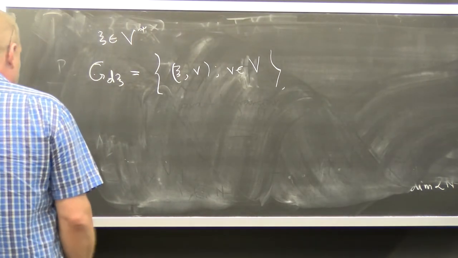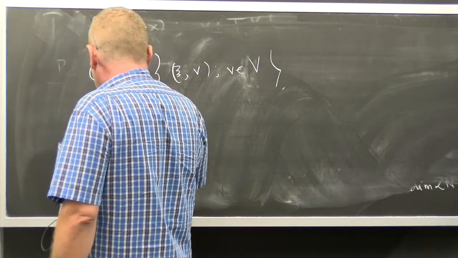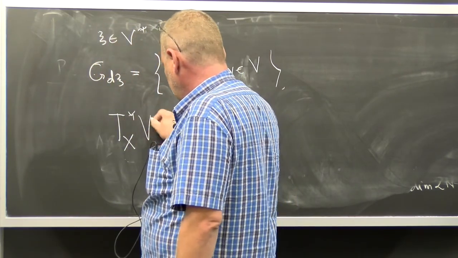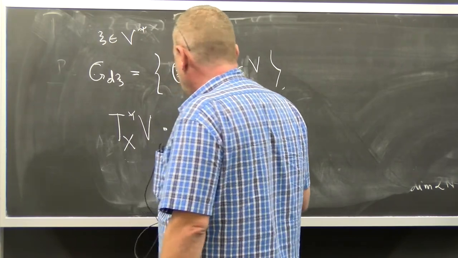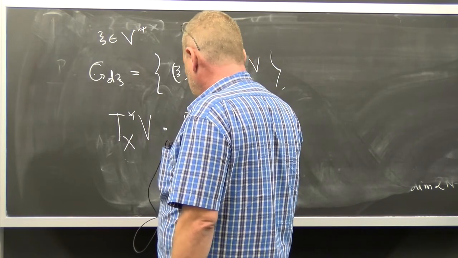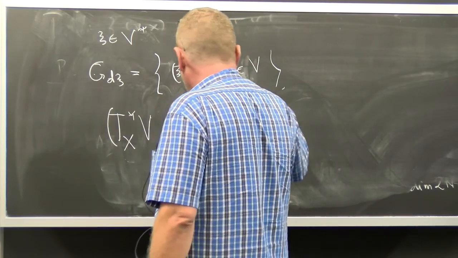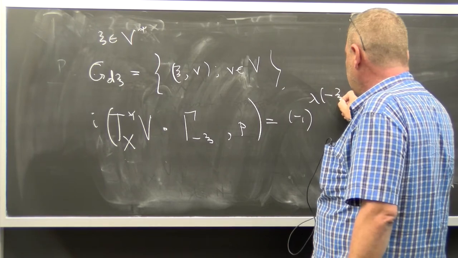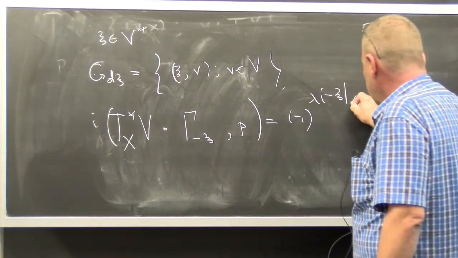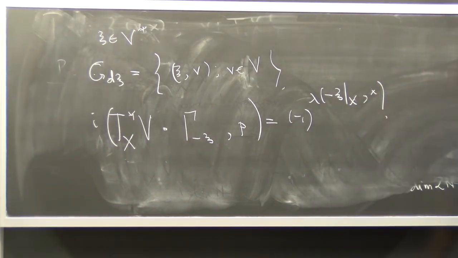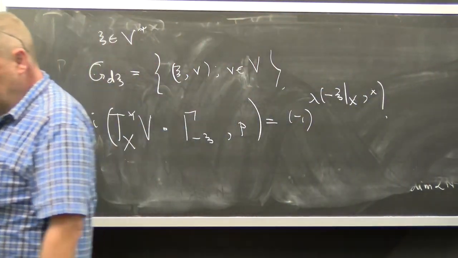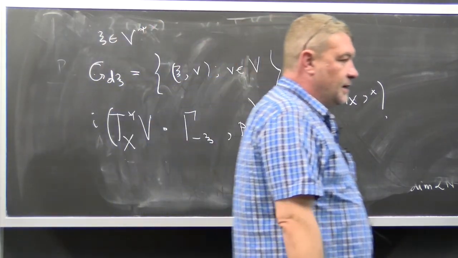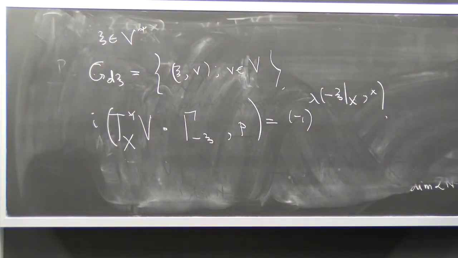And what do we have? The intersection number of the conormal bundle of X with the graph of minus xi at a point P is minus 1 to the index of the restriction of xi to X. So although this function is trivial when looked at on the ambient space, its restriction is non-trivial on X.